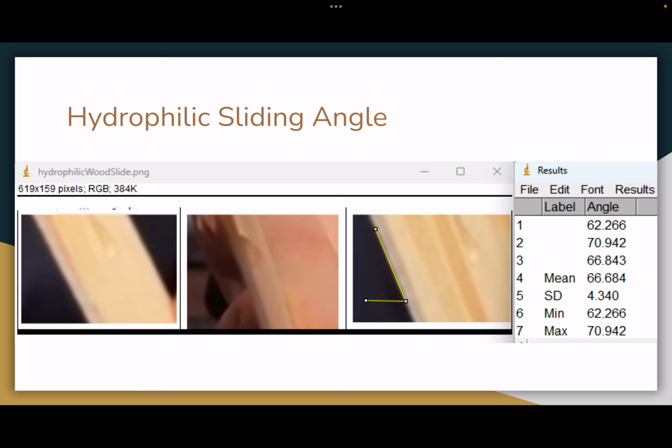Another test is the sliding angle, which means the angle at which the droplet slides off. If the angle is pretty high, then it's hydrophilic, but if the angle is very small, like 10 or 20 degrees, then it's hydrophobic. The sliding angles for this are 62, 70, and 66, so it's fairly high, and the mean is also 66. Since it has a high sliding angle, the material is hydrophilic.